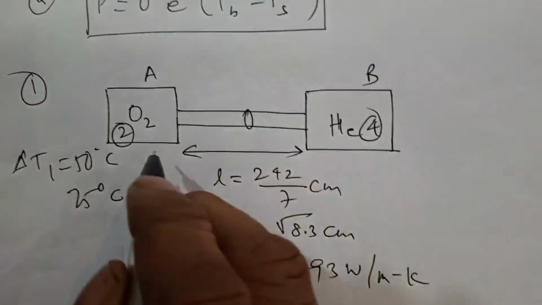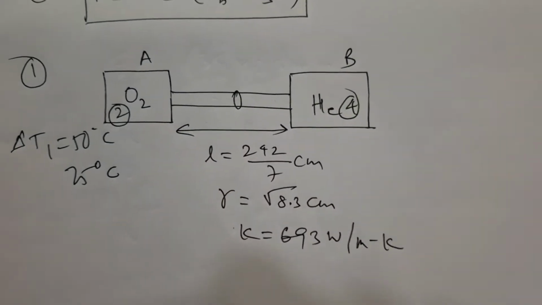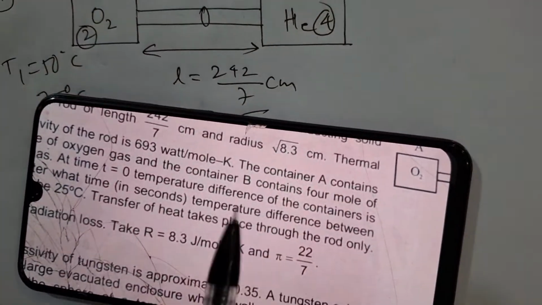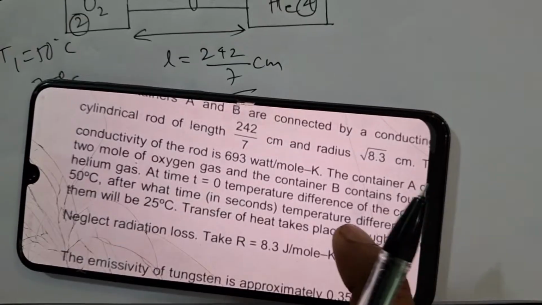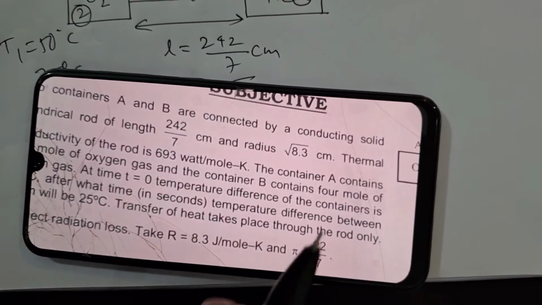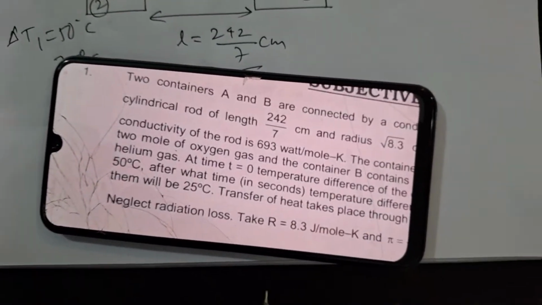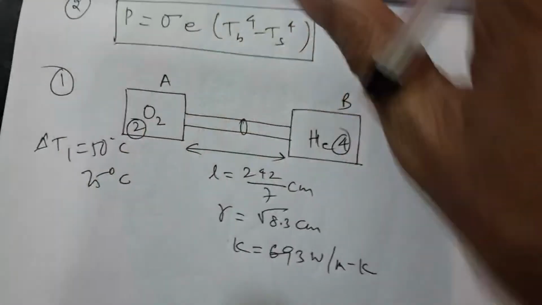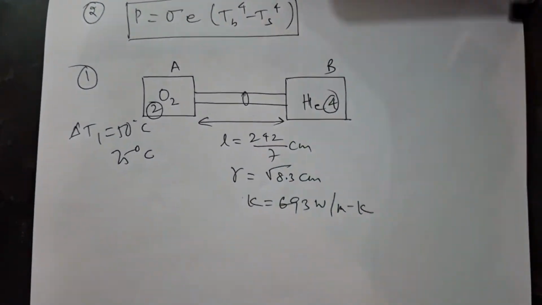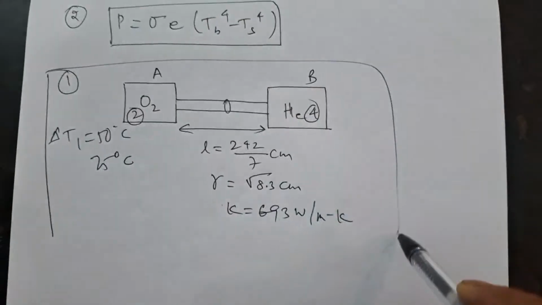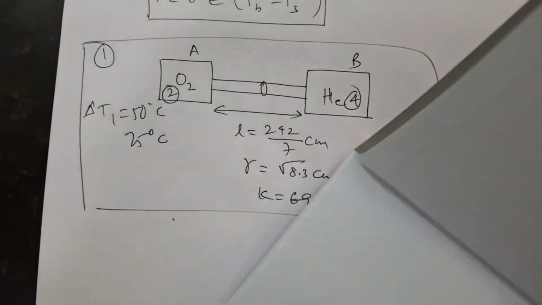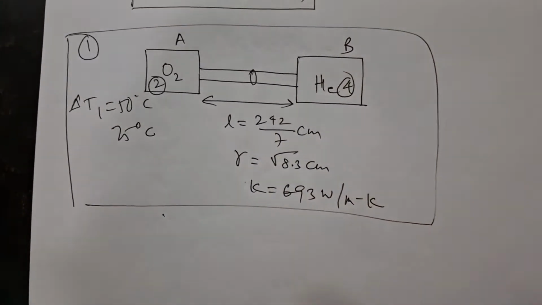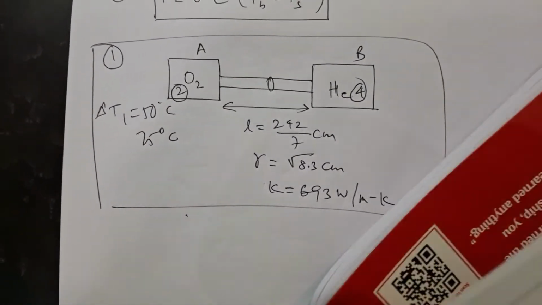See the question here. Which one is at high temperature? It seems A is at the higher temperature because heat flows from high to low. I am assuming oxygen is at high temperature. Please see, every dimension is given. This is 2 mole, this is 4 mole. I am solving, please see once.